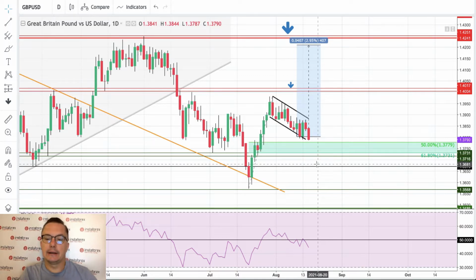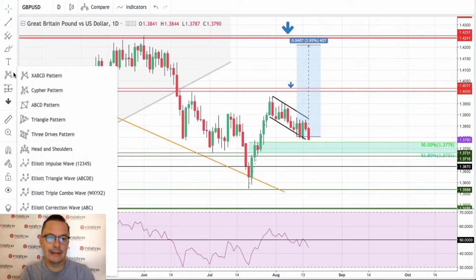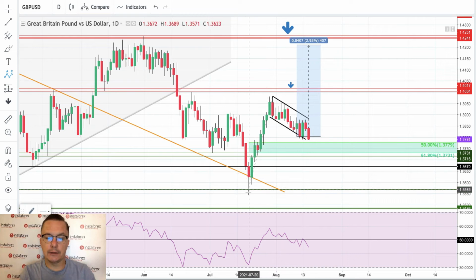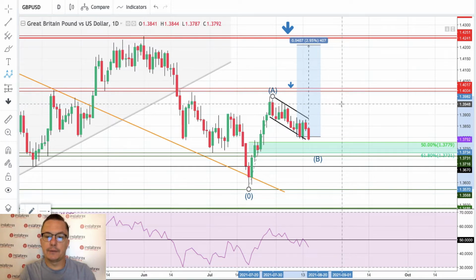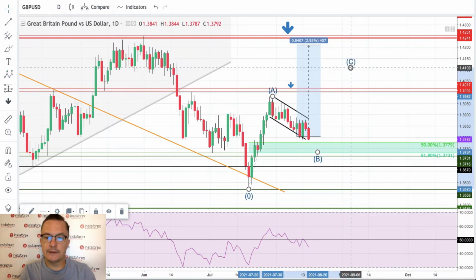That's the other technical support. So it's a pretty good zone for the bulls to wake up and push the price higher if they want to continue this move, because what I think is going on here on the British pound is that was the wave A. We are going to develop the wave B, and we need wave C to the upside.